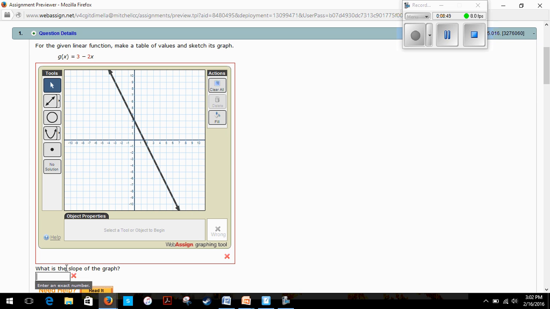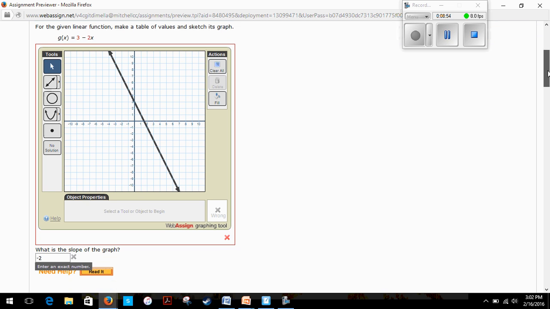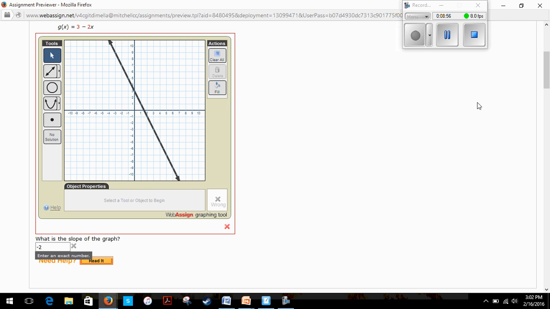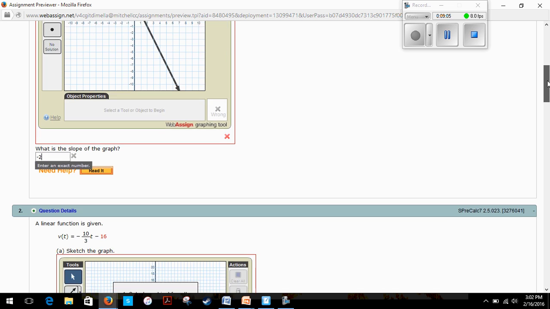And then you could check it. What's the slope? My slope is a negative 2. And if it asks for the B value, which it does not, then I would type in a 3. This is kind of bad form. We usually like it in the mx plus b form where my x is first, but sometimes they do move these things around a little bit.